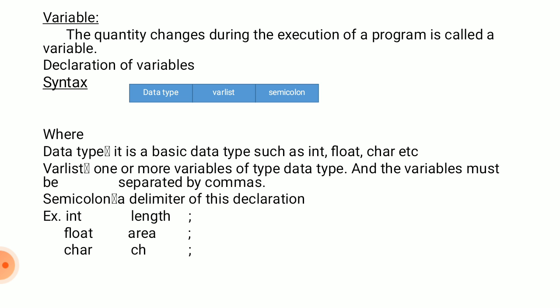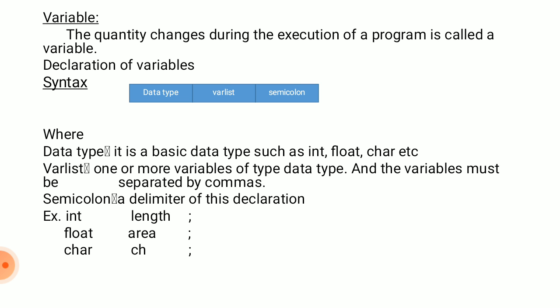Now, the declaration of a variable is also a very important concept. So, how to declare a variable? The syntax, meaning the format to declare a variable, is: data type, variable list and a semicolon. What is data type? It is any basic data type such as int, float, char, etc. The very first thing must be the data type.